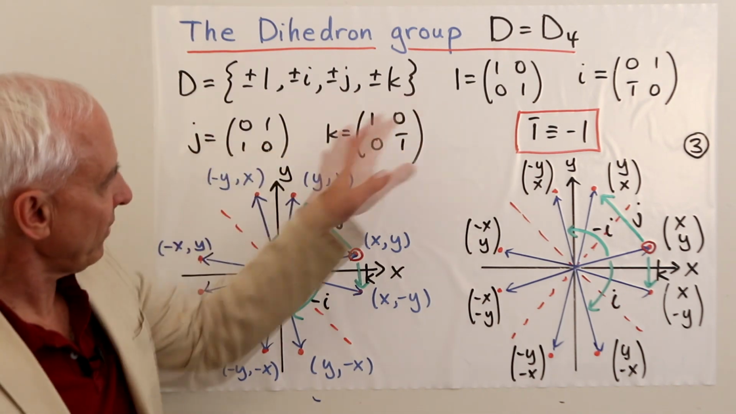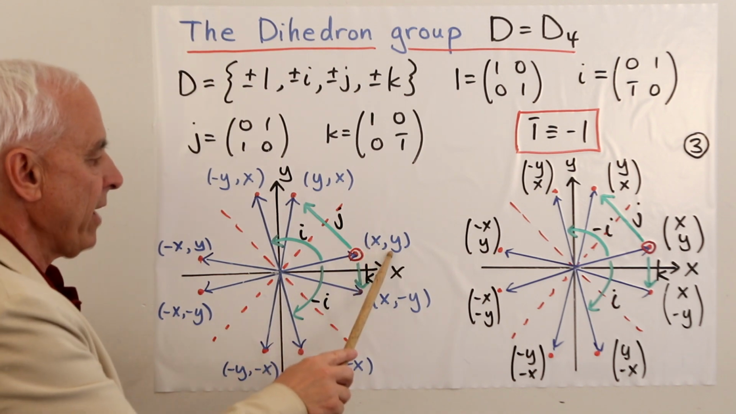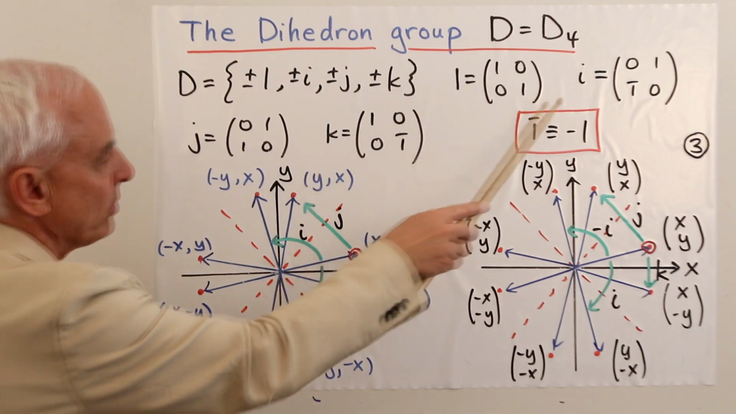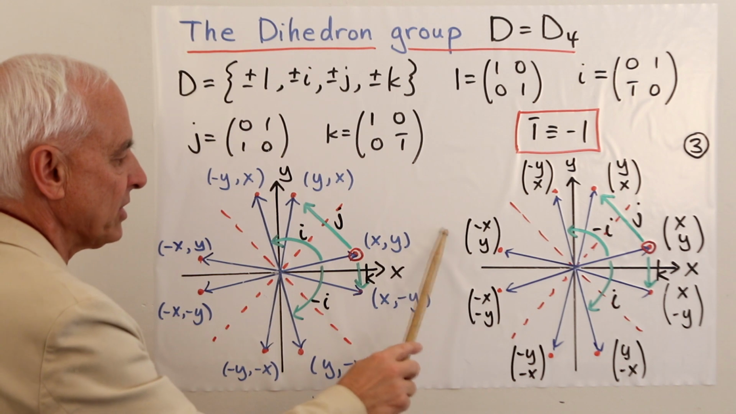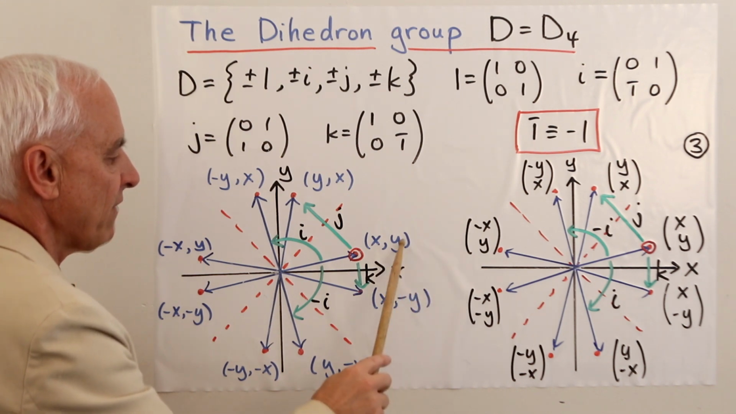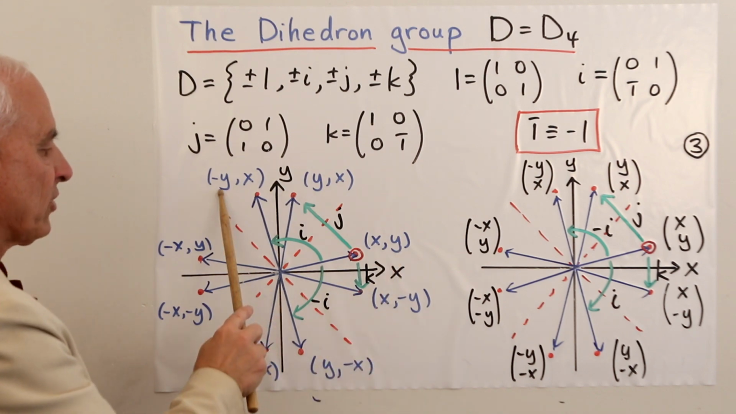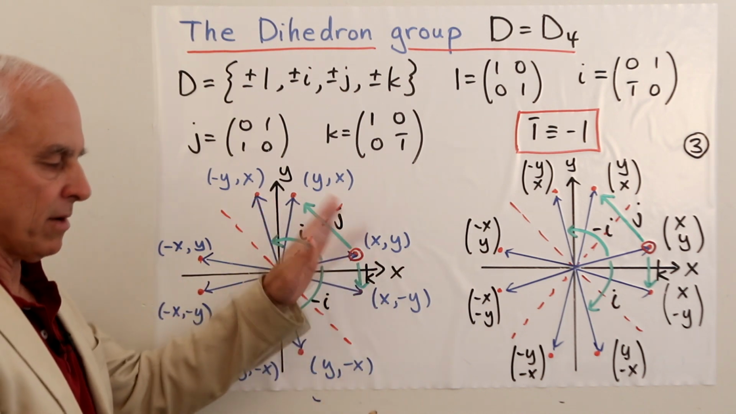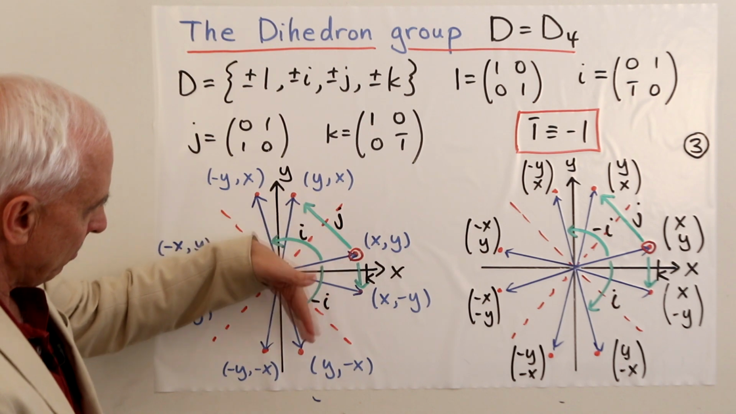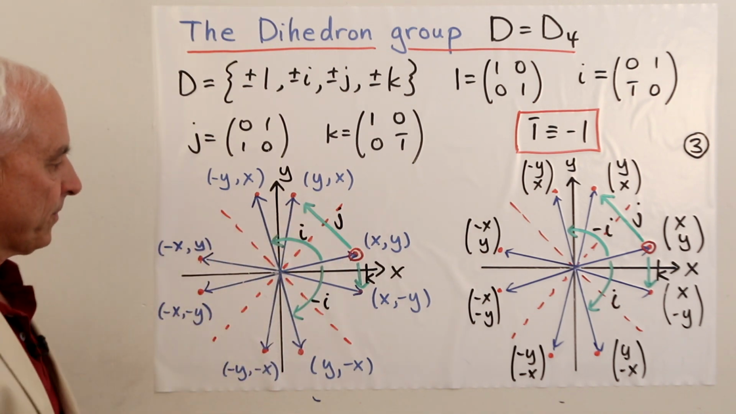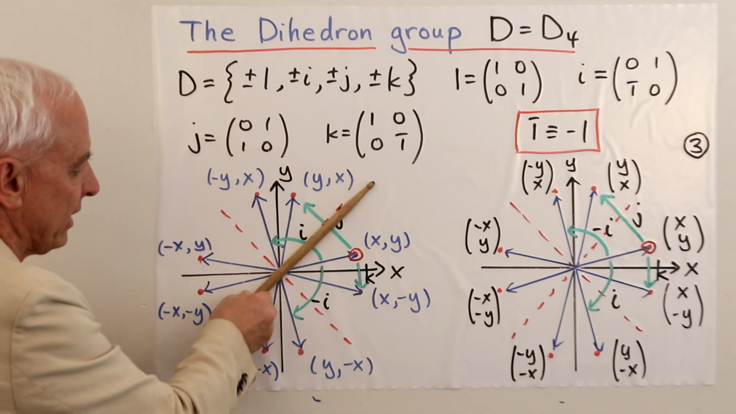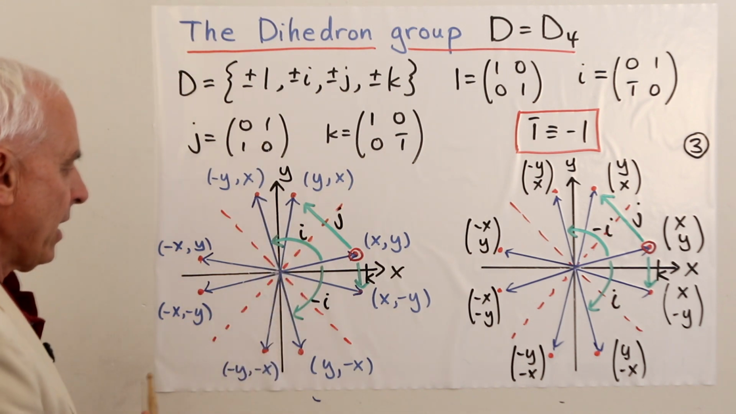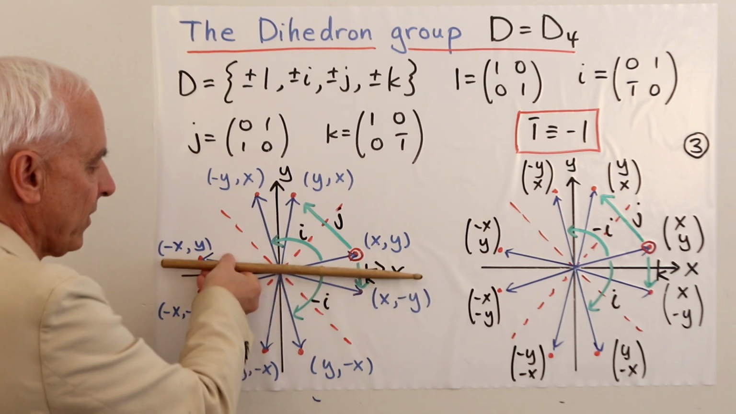So explicitly in terms of these matrices, x, y is sent to itself by the identity. And if you apply i to it, okay, so you multiply it on the right by the matrix 0, 1, minus 1, 0, you're going to get the vector minus y, x, which is this vector here. Okay, so multiplying by i is this quarter rotation in the positive direction, while rotating by minus i would be rotation by a quarter turn in the negative direction. Multiplying by this j, that gives you the reflection in this line y equals x. Multiplying by k is reflection in the x-axis.